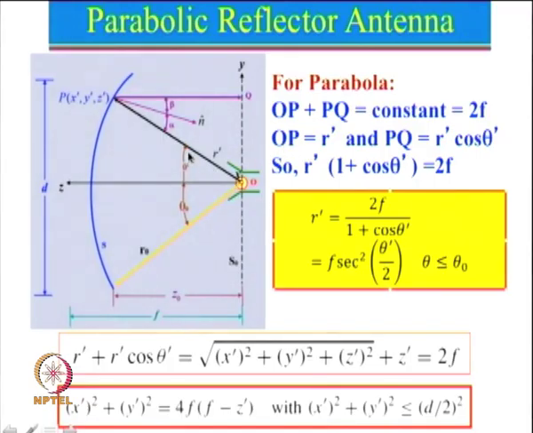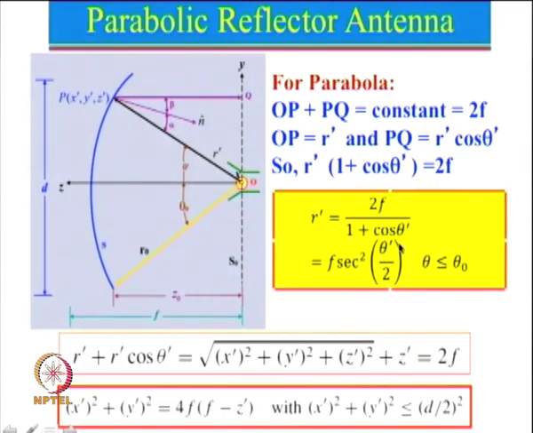Now we can write this in a slightly different form. OP is nothing but, let us say we define this distance as r dash, so OP is r dash. And what is PQ? If this angle is theta, then if we draw the line here, this angle will also be theta. So, r dash multiplied by cos theta will be equal to PQ, that is, PQ is equal to r dash cos theta. We can combine this equation as OP is r dash and PQ is r dash cos theta. So, we can take r dash outside, and the right hand side will be 2 times F, and this can be simplified as r dash times (1 plus cos theta) is equal to 2F.